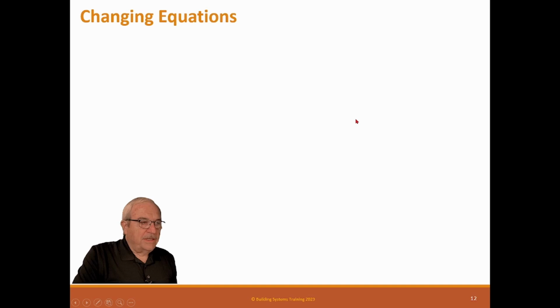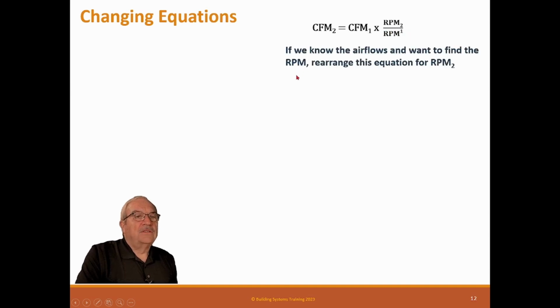All right, let's get into the meat of this deal. Let's talk about CFM2. Here's a standard equation, a fan equation that we use a lot to find different CFMs. It says CFM2 equals CFM1 times RPM2 over RPM1. So if we know the airflows and want to find the RPM, rearrange this equation for RPM2. You have to change this formula for that.